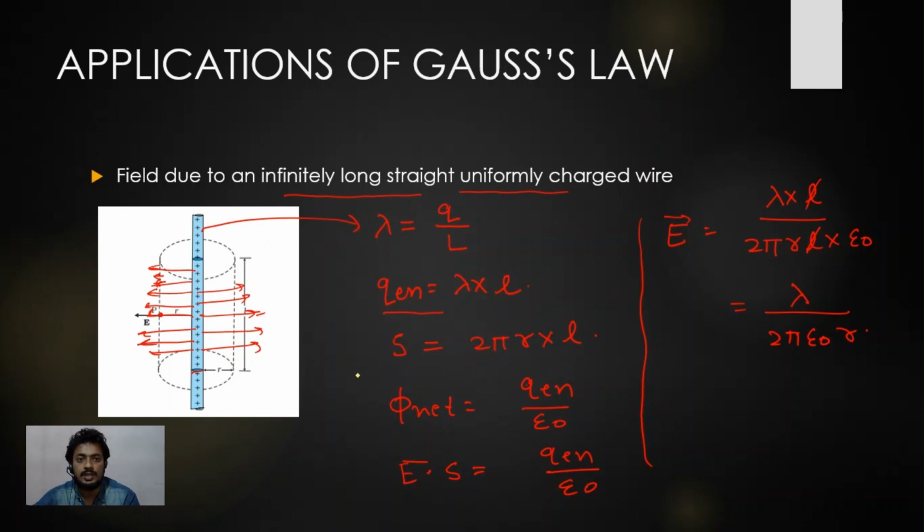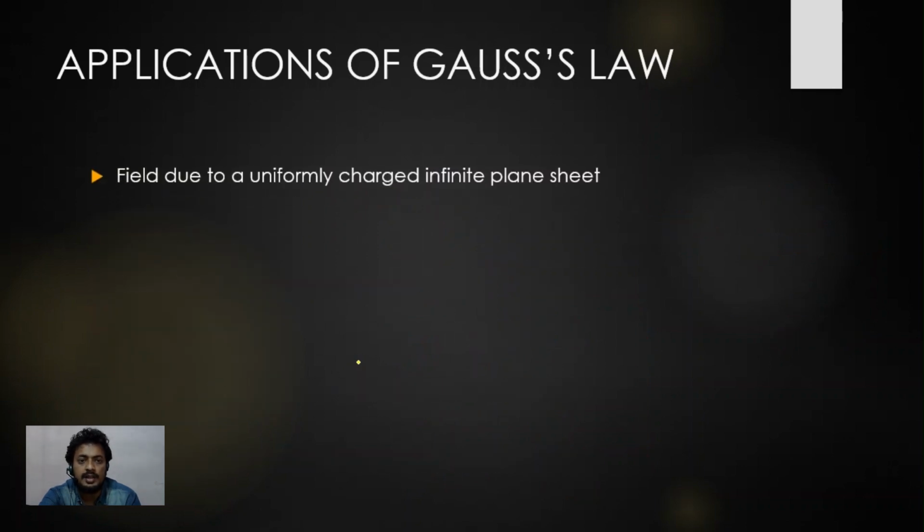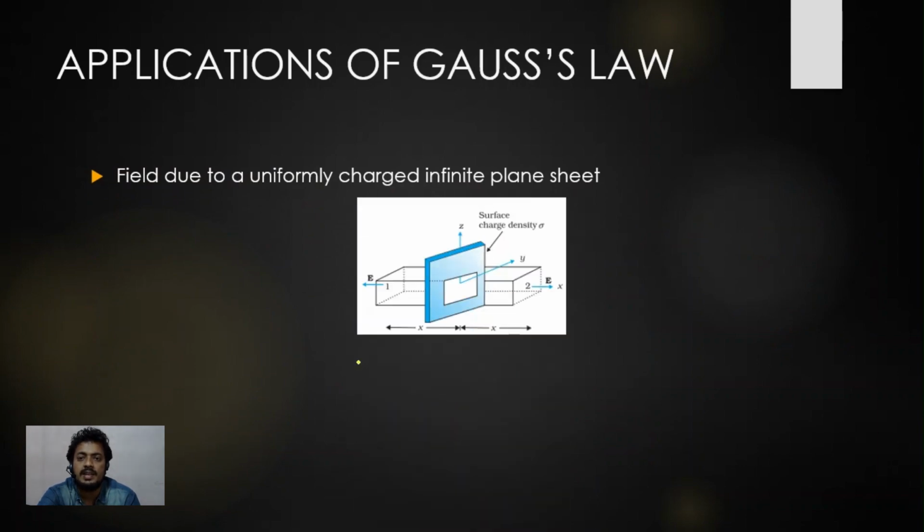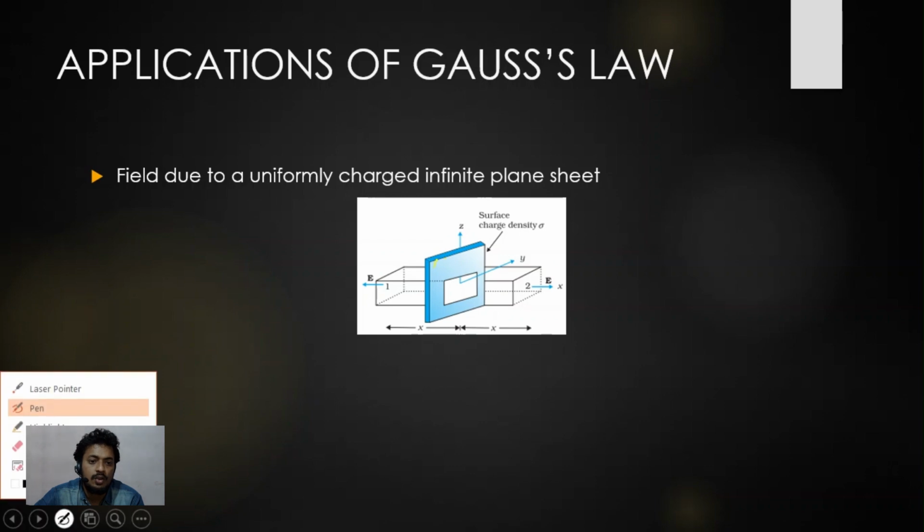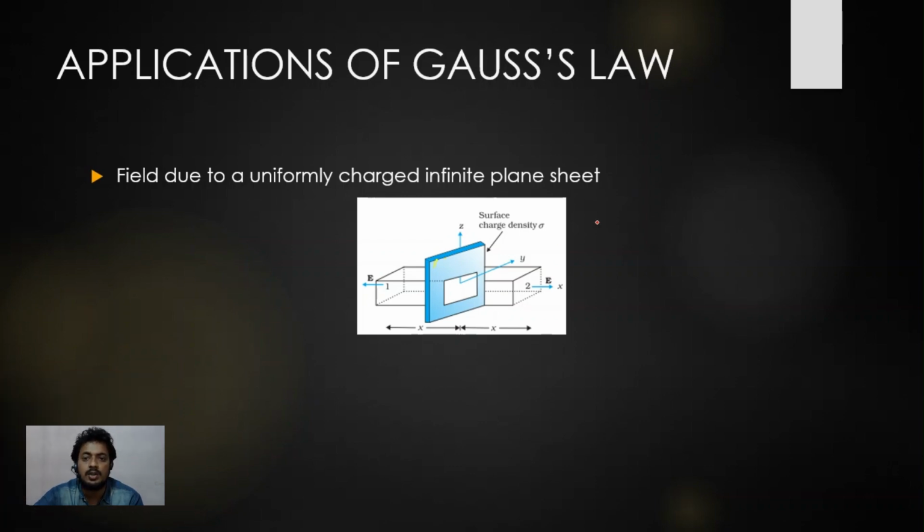Okay, let's move to another application of Gauss law for finding the electric field due to uniform charge infinite plane sheet. So this is the example of infinite plane sheet. So in infinite plane sheet, there is only one layer of charge, okay, because it is a sheet, and it is made up of only charge. So if it is infinite, they have assumed a cuboid. So this is an imaginary cuboid.